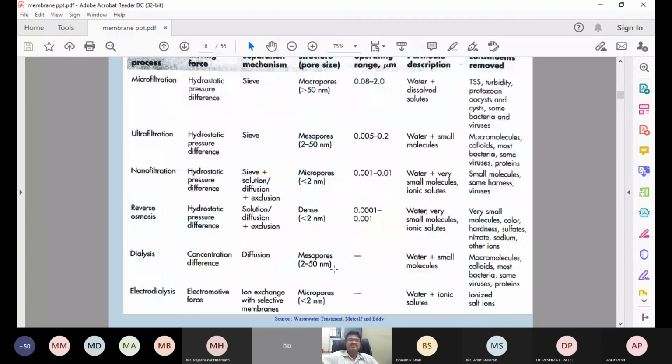Then dialysis. Dialysis is generally due to concentration difference. If the concentration on one side is lesser and on the other side is more, then the liquid will flow like that. When it is flowing, large molecules are retained, and the small molecules can pass through the membrane. So the permeate is water plus small molecules, and macromolecules are retained.